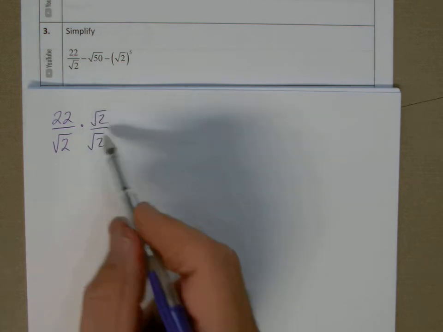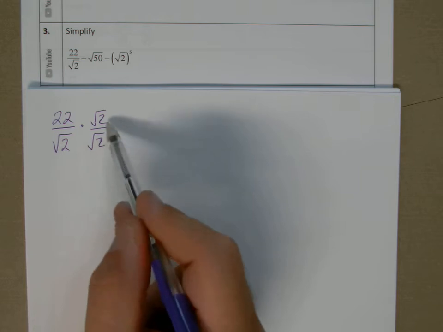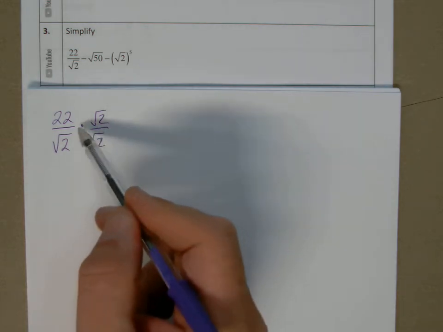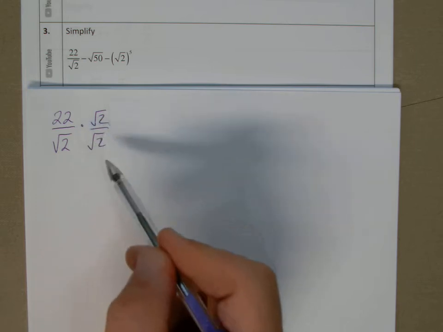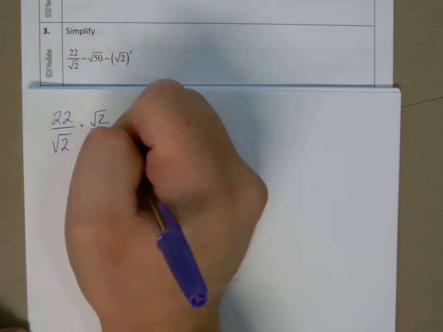Nothing wrong with that. I can do this because if you think about it, root 2 divided by root 2 is just 1, isn't it? So I'm just multiplying by 1. And that's all right, because if you multiply by 1, it doesn't change. So I haven't done anything wrong.